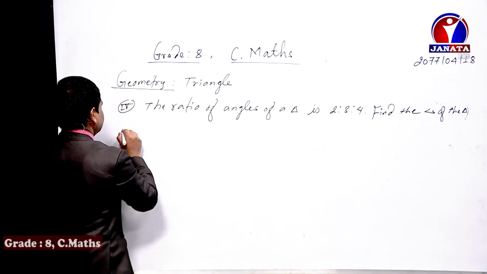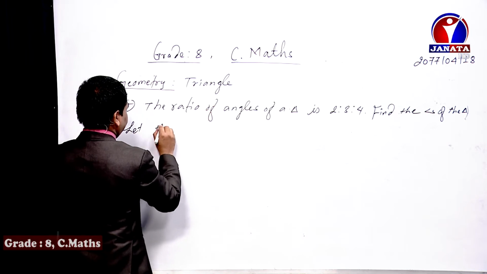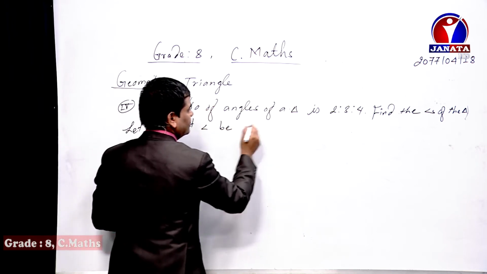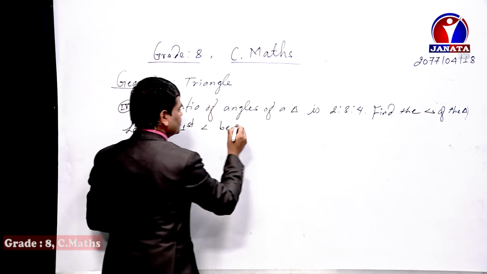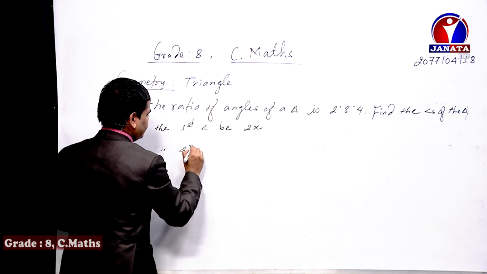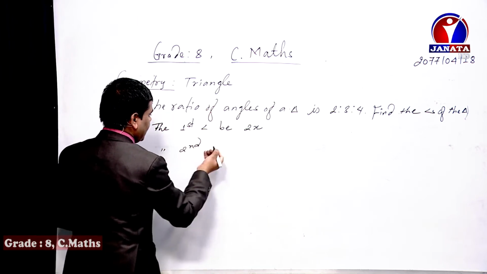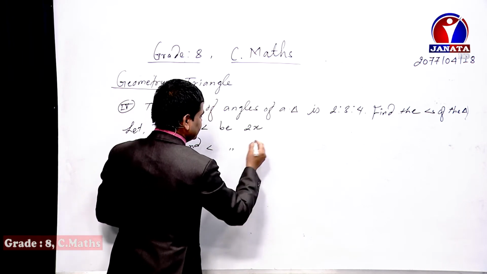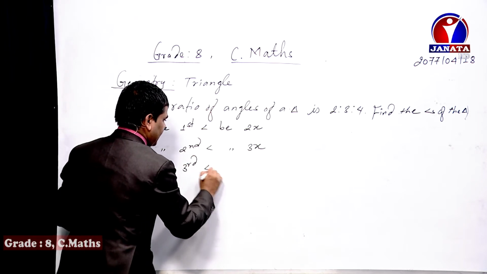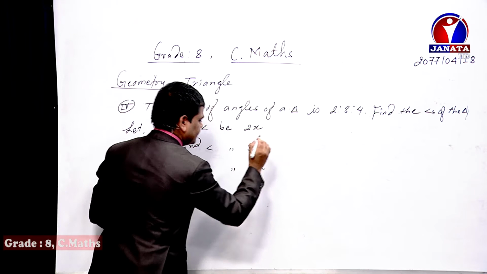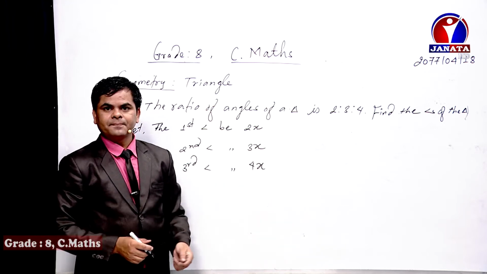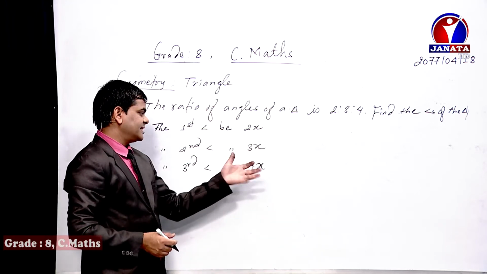So let's start this one. Let the first angle be what? As the first ratio is 2, so 2x. Let's suppose 2x. Similarly, the second angle be 3x, isn't it? Now similarly, the third angle be 4x, isn't it? 4 times x. You can suppose a as well, 2a, 3a and 4a. You can keep any variable, okay? Y, z also you can keep.